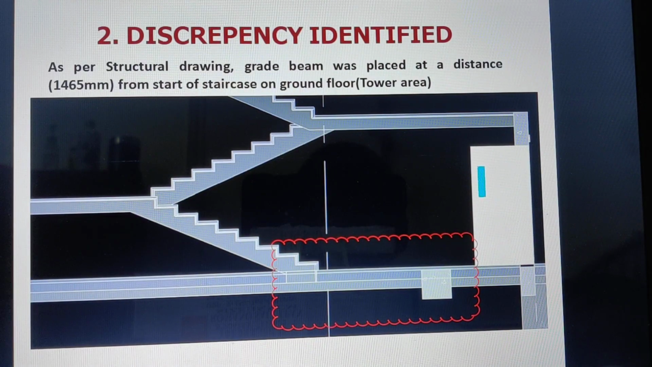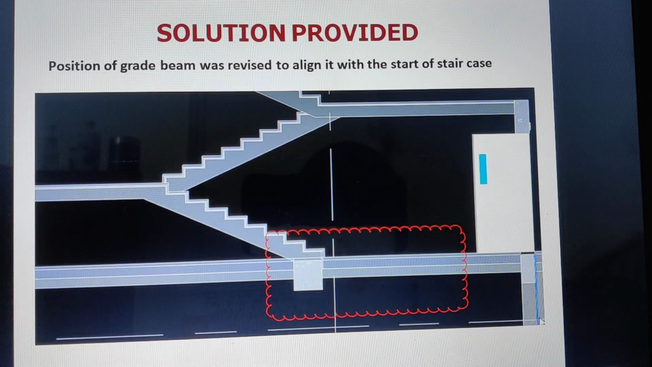Second was as per structural drawing grade beam, you can see that was placed at distance not under the slab of the staircase, and that was the problem. Then this could have created so many problems, and then this was sorted out. You can see here.